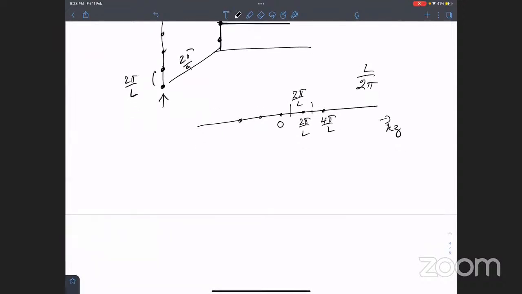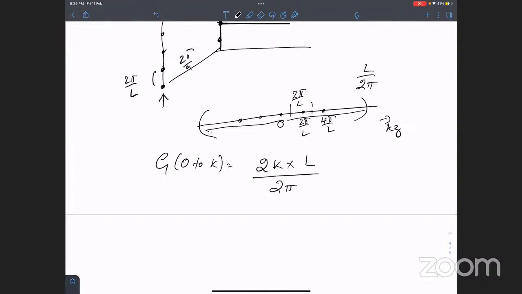Now we'll do this way. How many states are there from 0 to k? Basically, k on this side, k on this side, right? So all the states in between here. So that is going to be 2 times. Total length is 2k. 2k multiplied by L by 2 pi. These many states are going to be there, which is kL by pi states.